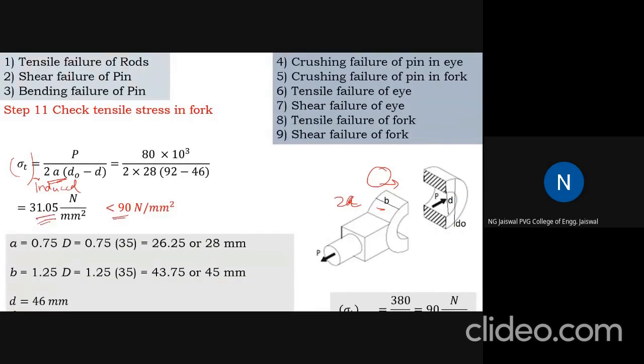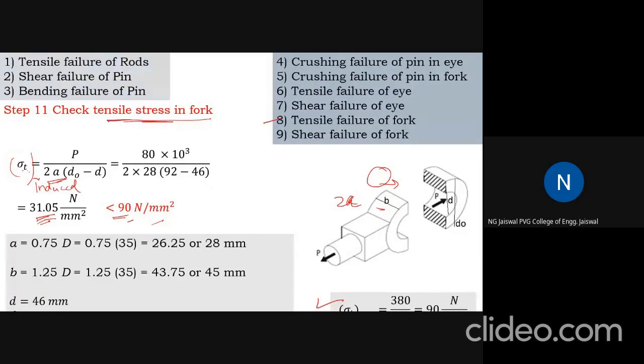Permissible is sigma T permissible, which means this one, 90 Newton per meter square. That's why this is less than 90 Newton per meter square. It means we are okay with the dimensions. This means that it will not fail. There will not be a tensile failure of fork because induced tensile stress in the fork is smaller than the permissible value of stress. The fork will not fail under tensile stress. So this is also over.